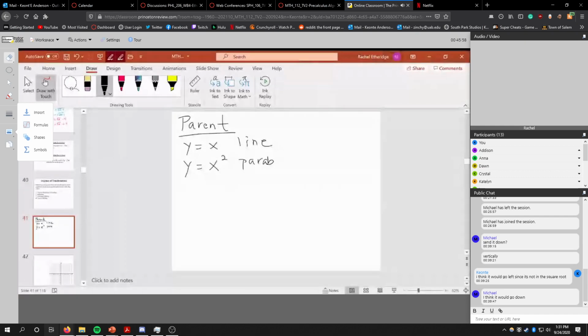I would suggest writing these down. You might have y equals x cubed. That's a cubic. It makes kind of a snake form. Let me just sketch a little line out here and then a little parabola here and then a little cubic here. Looks kind of like a snake.